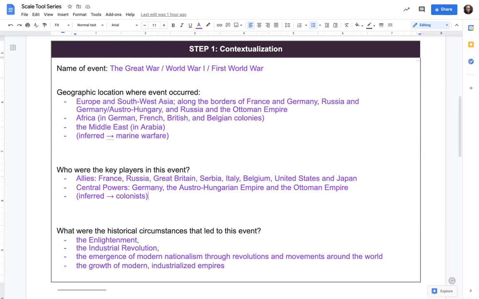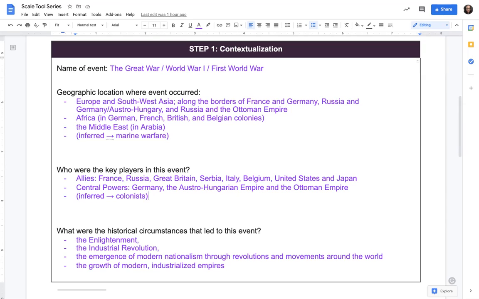Okay, so step one, our name of our event, it could be the Great War, World War I, or First World War. Our geographic location based on our annotations. We have Europe and Southwest Asia, where we had the major battles. And we also, the text gave us along the borders of France and Germany, Russia and Germany / Austria-Hungary, and Russia and the Ottoman Empire. We know as well that fighting happened in the colonies, specifically the colonies in Africa. We know there was fighting in Arabia as well. And then we inferred from the text that there was also marine warfare.